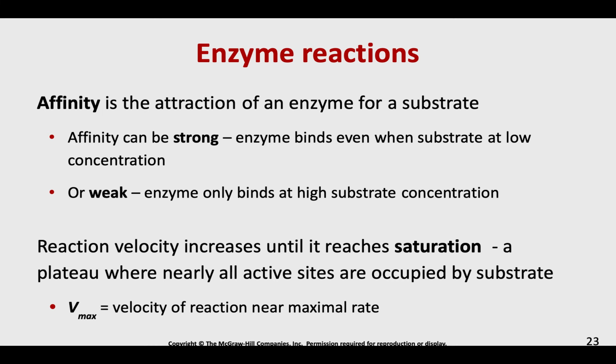Now the reaction velocity is going to increase until it reaches a saturation point, a point where nearly all the active sites are going to be occupied by a substrate. That's what we call, in shorthand, the Vmax, the maximum velocity, the velocity of the reaction near the maximal rate. So we have a beaker with enzyme and some substrate in it. At this point, all those enzymes, those active sites, are filled.